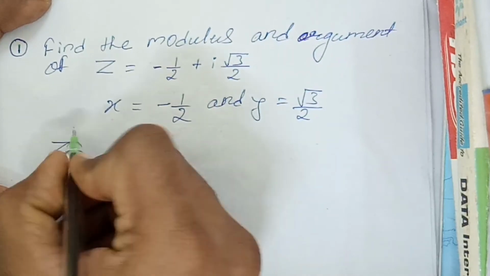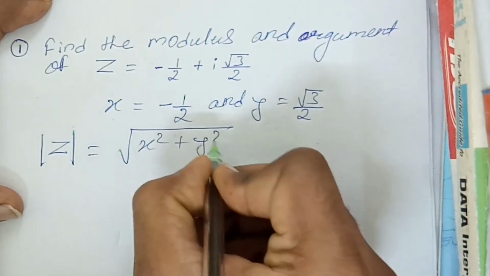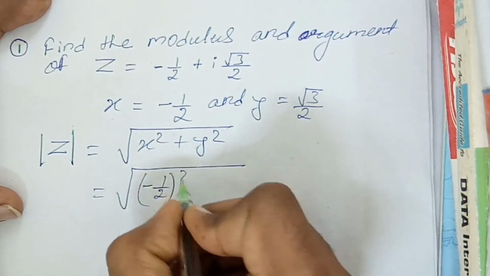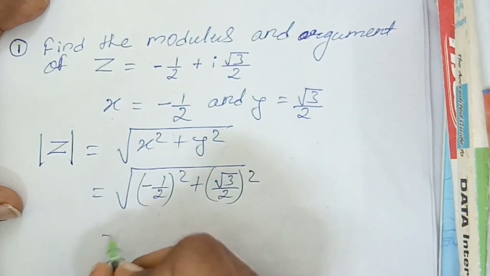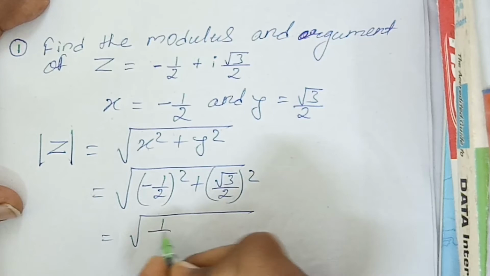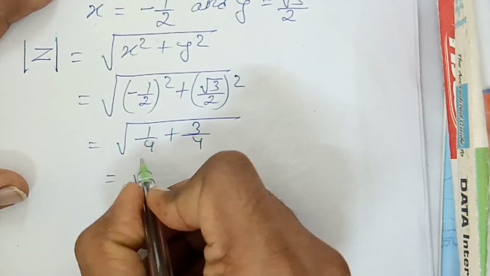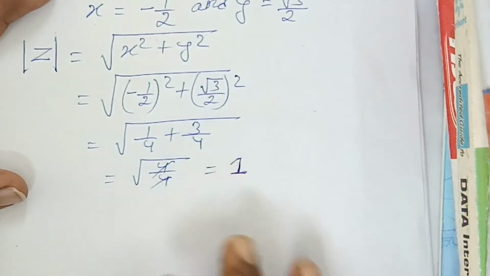So modulus of z is equal to root under x square plus y square. This implies root under minus 1 by 2 square plus root 3 by 2 whole square. This implies root under 1 by 4 plus 3 by 4. This implies root under 4 by 4 is equal to 1. The root of 1 is equal to 1.